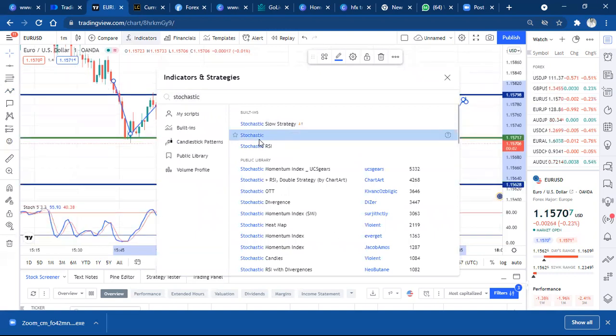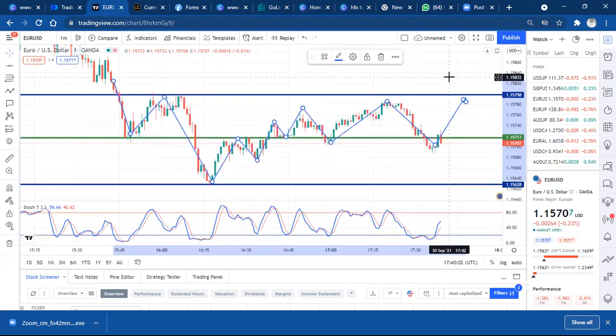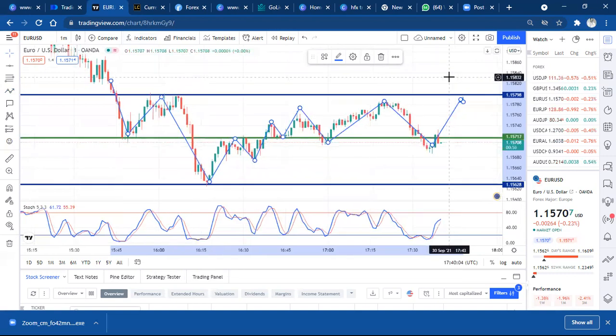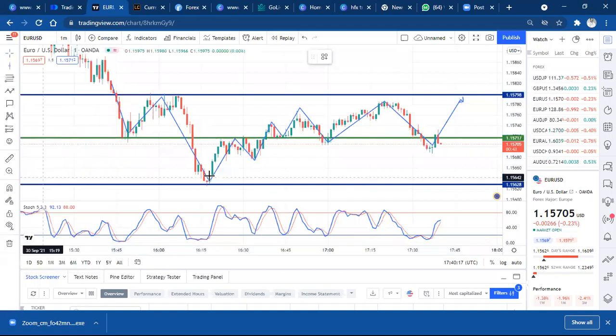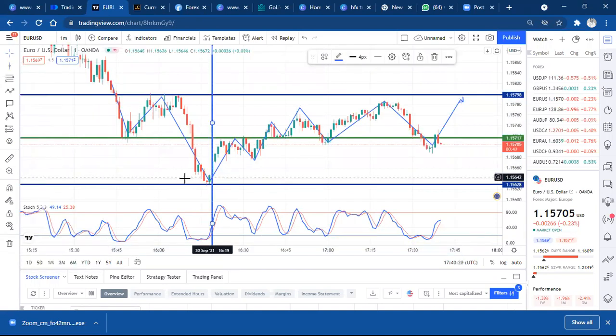Stochastic is a momentum indicator. So it tells you the amount of energy that is in the market. Now, I want you to pay attention to this. This is the stochastic. I want you to see what happened here, and then I will describe it for you. Right here. Okay, so what does stochastic do?